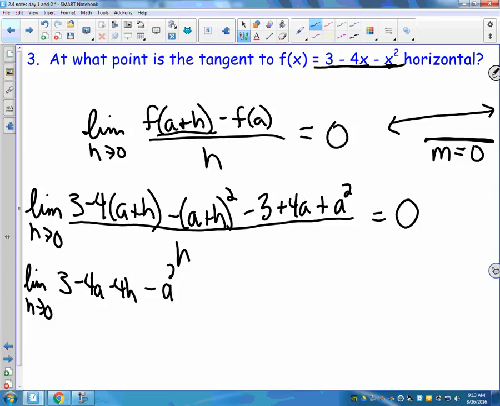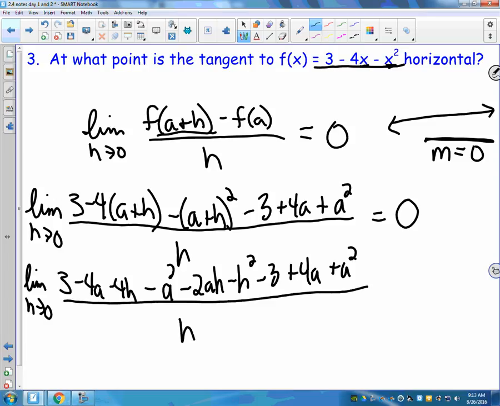For 6 straight. I FOIL and distribute the negative: minus 3 plus 4a plus a squared. That's fine.